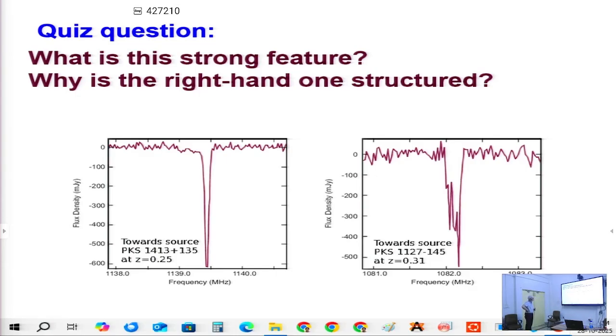So I have two pictures here, at slightly different frequencies. One is a single line. One shows three lines. Anyone got any ideas what the structure might come from? There's more than one answer to this question, so I hope I'm going to get a few from you.